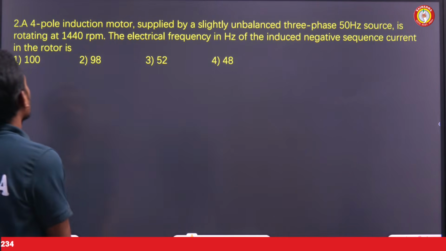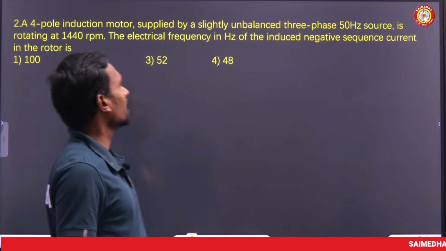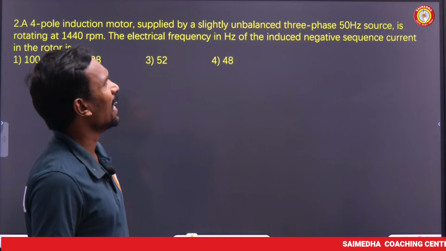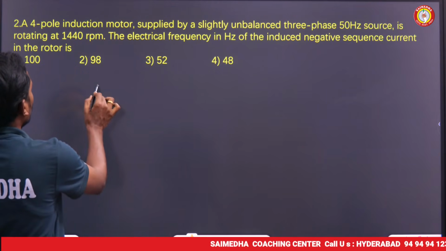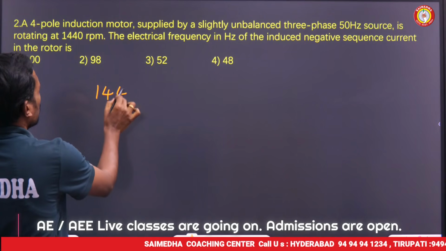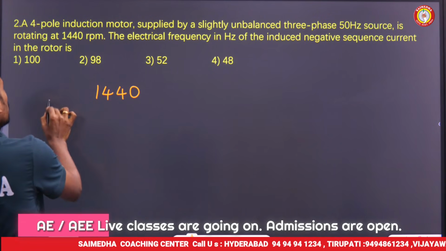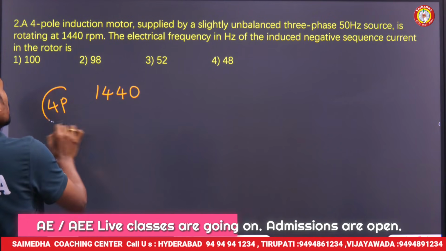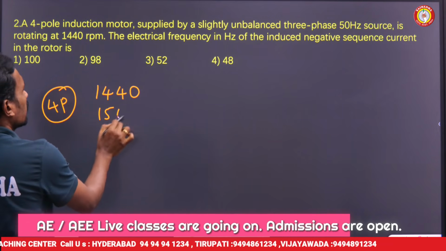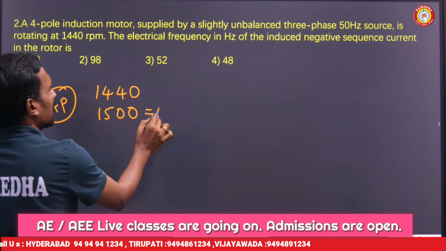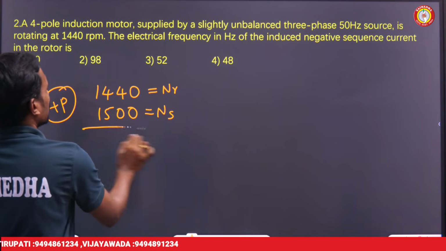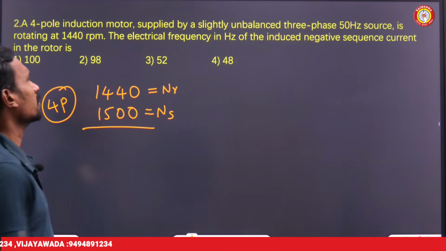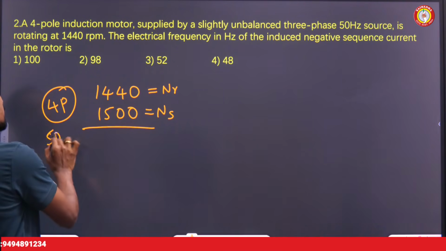Next question. A 4-pole induction motor supplied by a slightly unbalanced 3-phase 50 Hz source is rotating at 1440 RPM. This is a 4-pole machine. So practically the synchronous speed is 1500. We can guess that, because of 50 Hz, the synchronous speed is 1500.